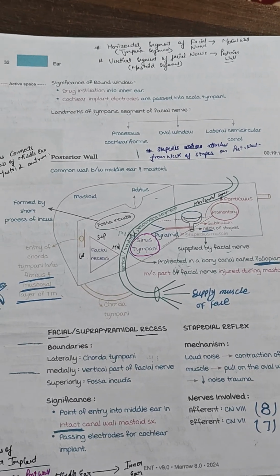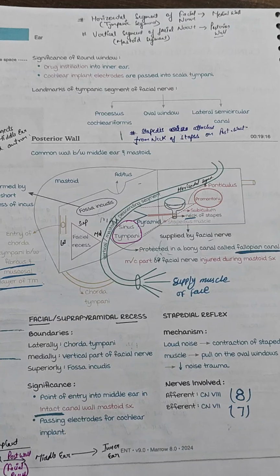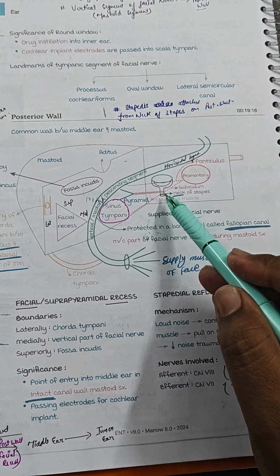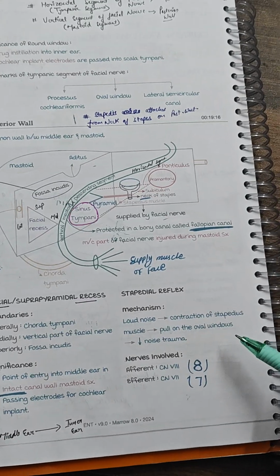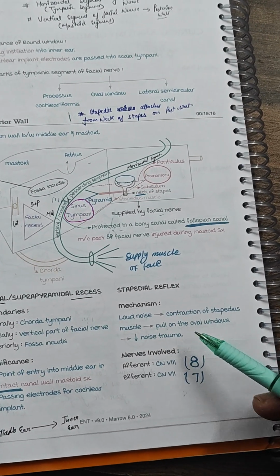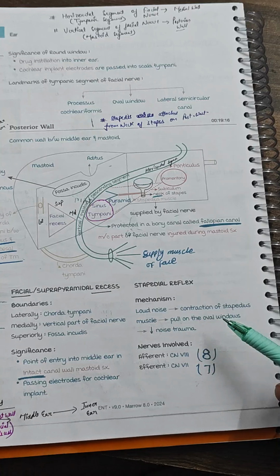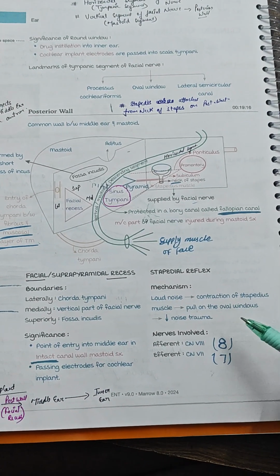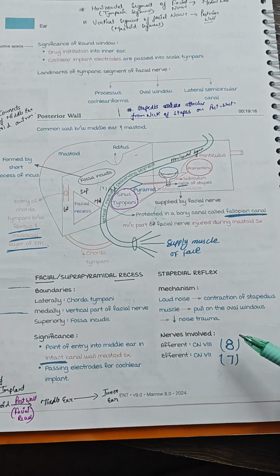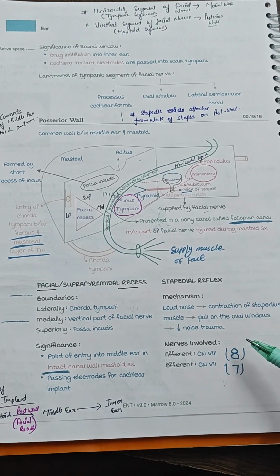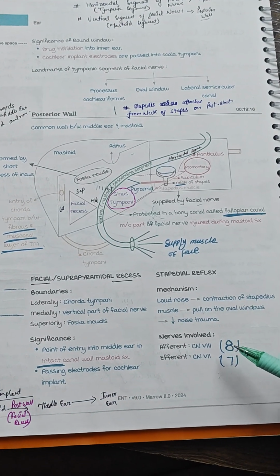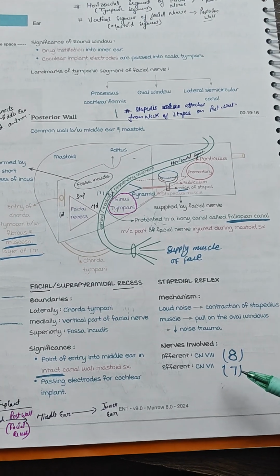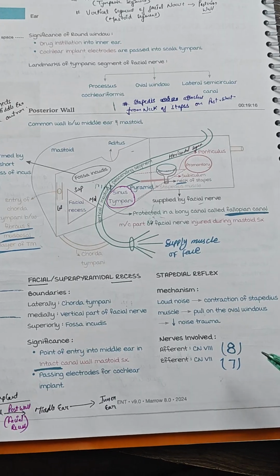Okay guys, so the stapedial reflex is formed by the footplate of the stapes. What is the mechanism of that? If there is a loud noise, there is contraction of the stapedius muscle. This pulls on the oval window so that it decreases the noise trauma. What are the nerves involved here? The afferent is cranial nerve 8, and the efferent is cranial nerve 7. Okay, thank you guys.